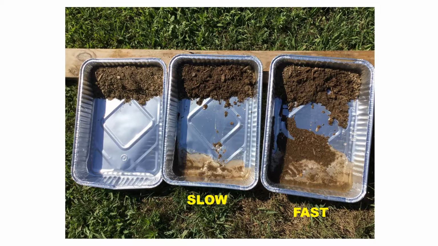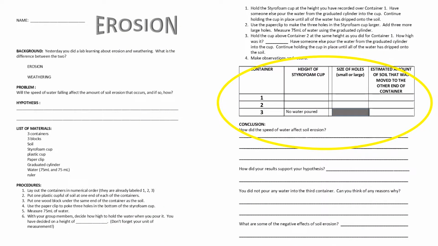Students should see similar results to the results that I had, which is shown here, where the soil erosion is greater when water falls down faster. Students record their observations in the chart provided, and they answer several questions, like how did the speed affect the soil erosion, how do your results support your hypothesis, why didn't you pour any water into the third container. And then I have some real-world connection questions, like what are the negative effects of soil erosion, where in the United States do we see the effects, and what are some ways that we can stop or slow down soil erosion.